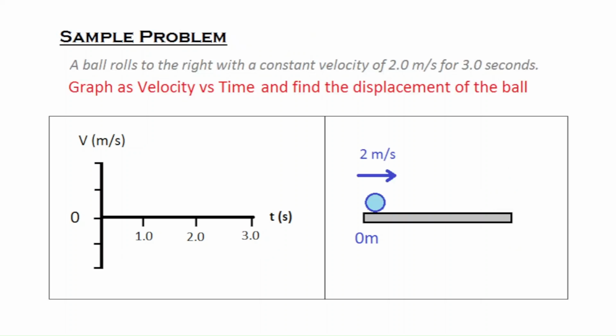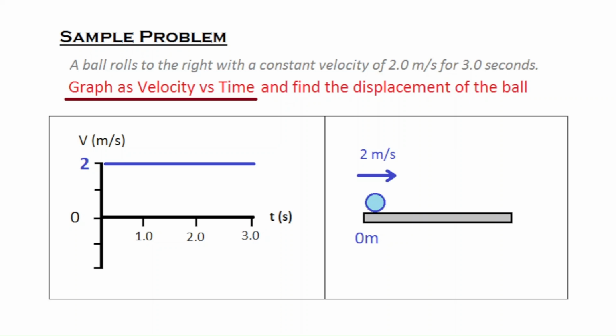Finally, let's look at a sample problem. Here we have actual numbers to use. We have a constant velocity of 2 meters per second for this ball, moving to the right, and it's going to move for a time of 3 seconds. First goal is to graph the motion as velocity versus time. We would scale the graph to find where positive 2 meters per second would be and draw a horizontal line at that velocity. Next, we want to find the displacement.